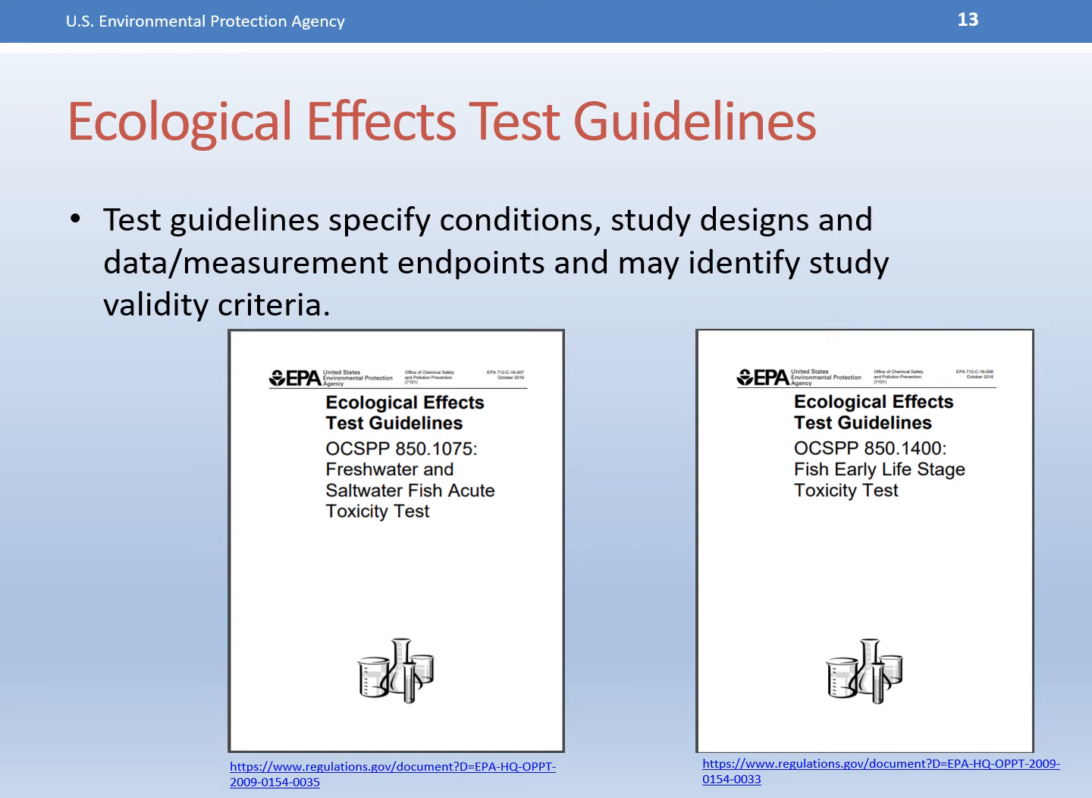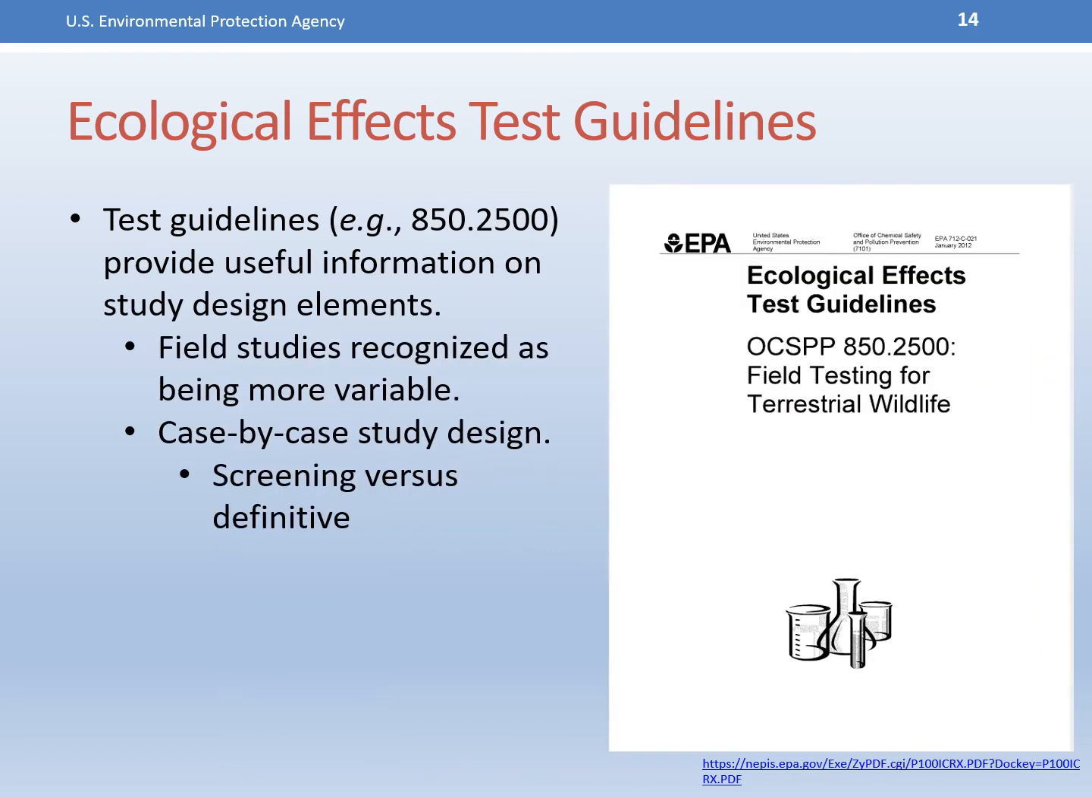These documents provide information on the test conditions and study design, for example, the number of treatments, the number of replicates, the species to be tested, and the data and measurement endpoints to be collected during each of these studies. Perhaps more relevant to the efforts underway by this group, the Office of Chemical Safety and Pollution Prevention Test Guideline 850-2500 discusses study design elements for conducting field testing for terrestrial wildlife.